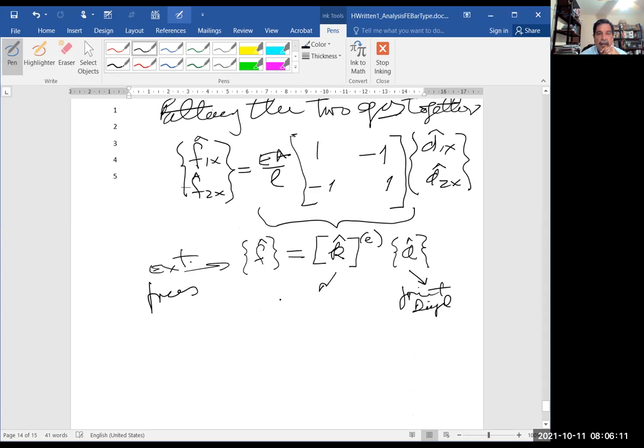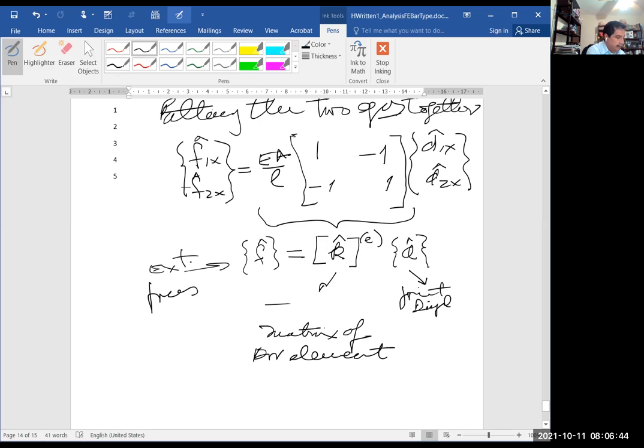This is the stiffness matrix of the bar element. So it's E, Young's modulus, A, constant area of the element, and L, the length of the element. So all of this is known. We have two unknowns.